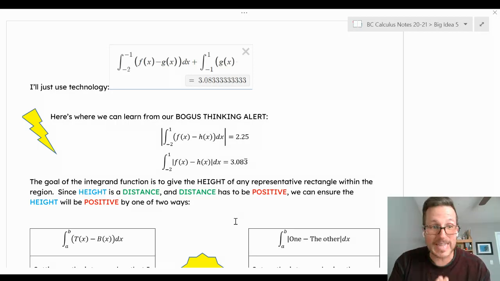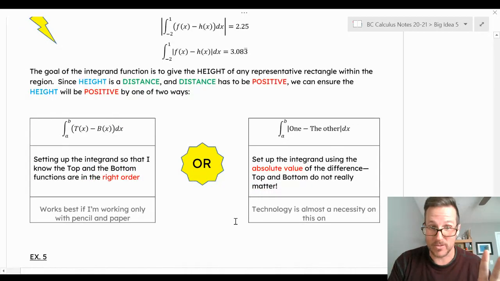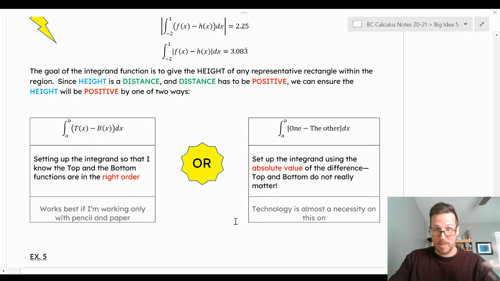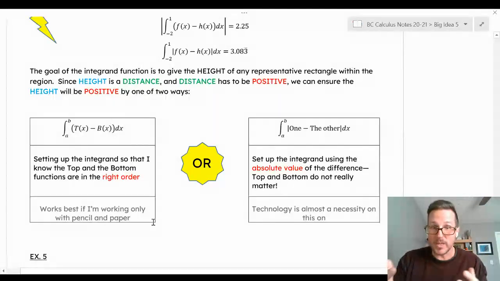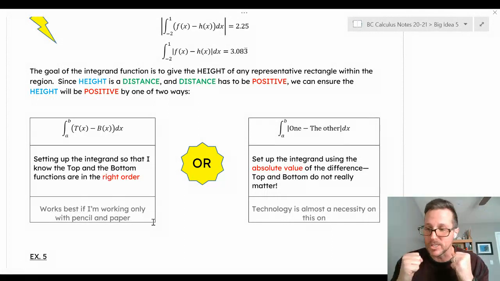And you can guarantee that that will be positive doing two things, okay? One, doing the top minus bottom, all right? So all of this over here, right? Making sure that on the interval, I pick the top, I pick the bottom, I put them in the right order, I make sure all that is hunky-dory, and then I move on with life.